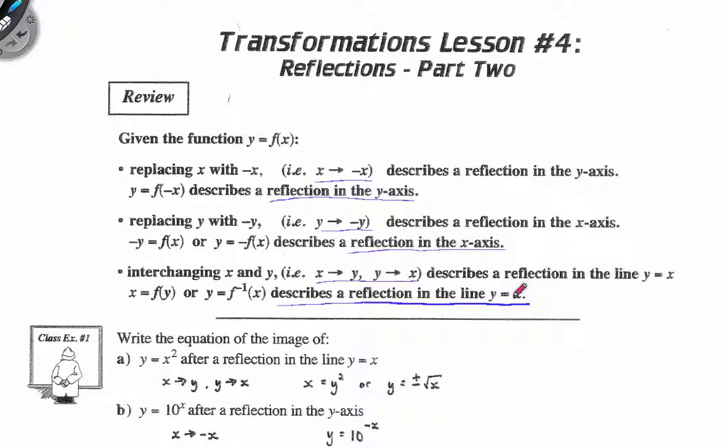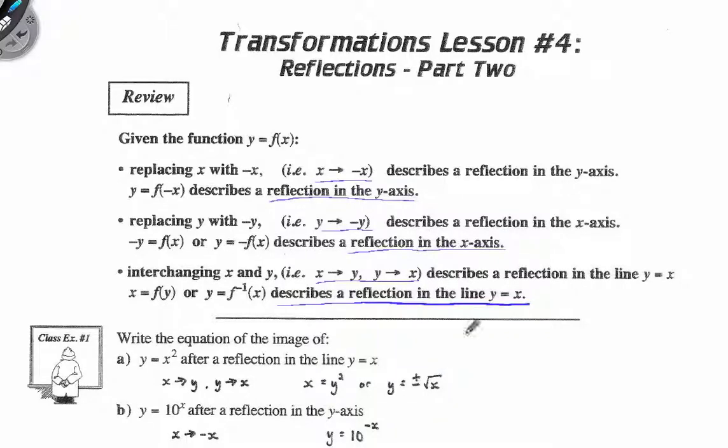So a classic example 1 here: write the equation of the image of y equals x squared after a reflection in the y equals x line. So it's going to be an inverse function. We're going to have to switch x and y's. So x goes to y, y goes to x. So this original function will switch. When we square root both sides, we have to go y equals plus or minus the square root of x.